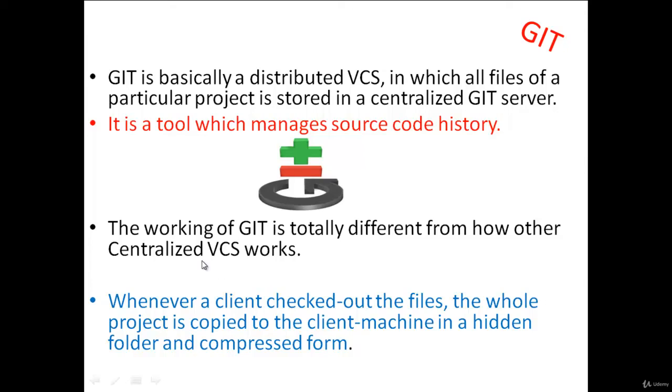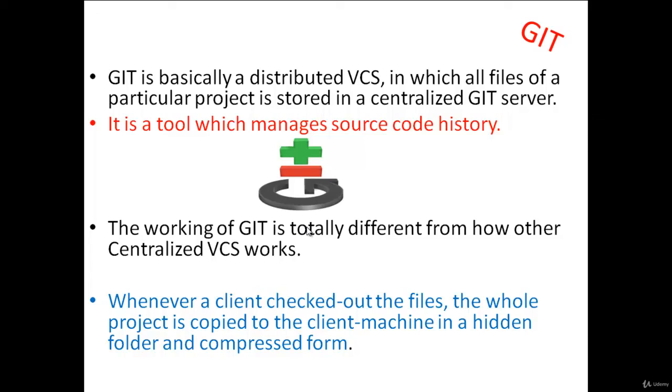The working of Git is completely different from how other centralized version control systems work, like SVN or VSS, right? In Git, whenever a client checks out the files, the whole project is copied onto the client machine in a hidden folder, in a compressed form. So the entire replica, the entire mirror of the project, is stored on the local client machine itself, right?